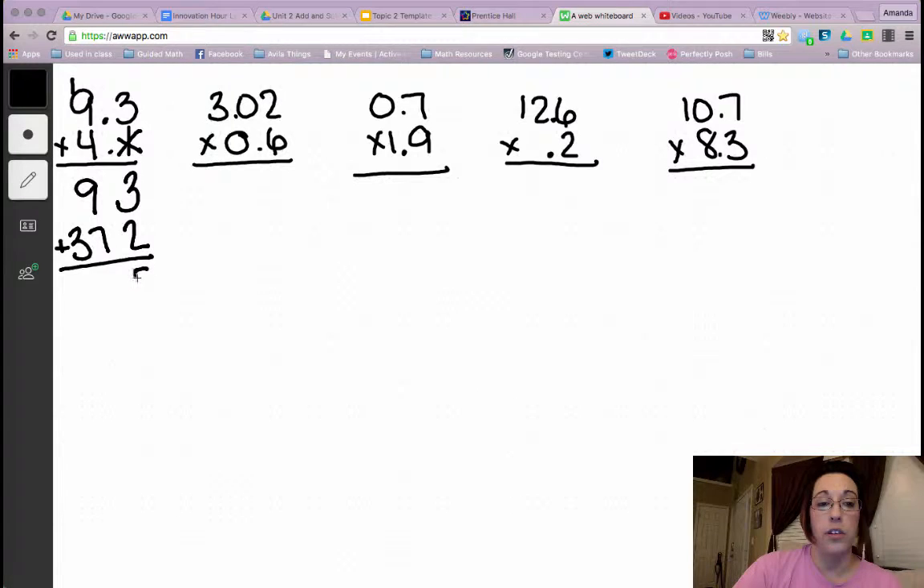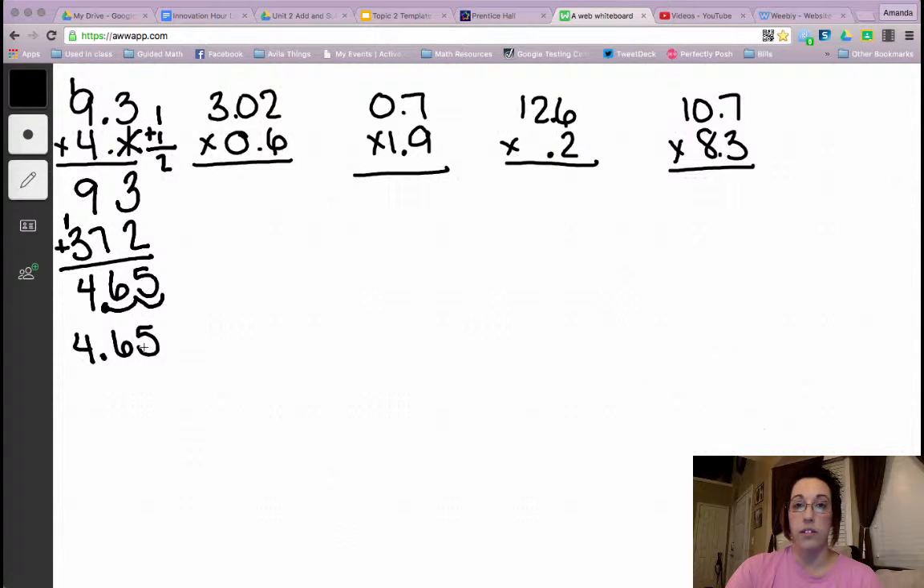We add our products. 3 plus 2 is 5. 9 plus 7 is 16. We need to regroup. 3 plus 1 is 4. We count our decimals. 1, 1. 1 plus 1 is 2. That means our decimal moves over 1, 2 spaces, and our answer is 4 and 65 hundredths.